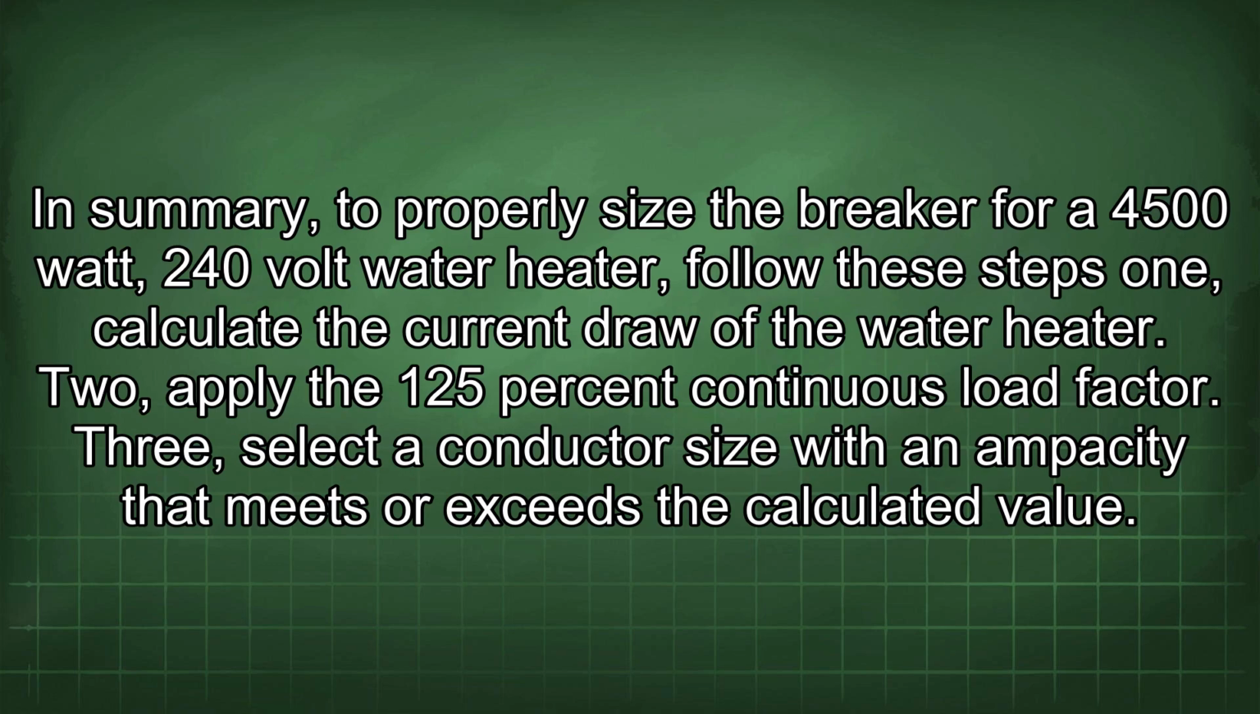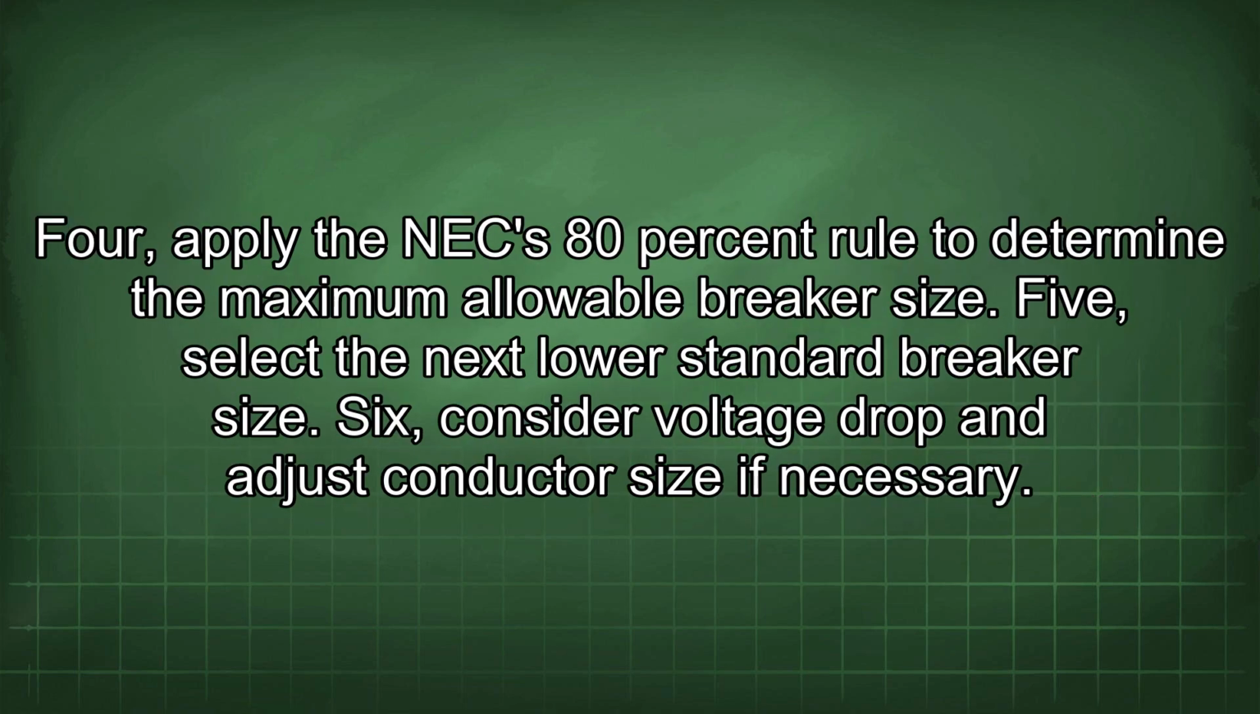In summary, to properly size the breaker for a 4,500 watt 240 volt water heater, follow these steps. 1. Calculate the current draw of the water heater. 2. Apply the 125% continuous load factor. 3. Select a conductor size with an ampacity that meets or exceeds the calculated value. 4. Apply the NEC 80% rule to determine the maximum allowable breaker size. 5. Select the next lower standard breaker size. 6. Consider voltage drop and adjust conductor size if necessary.